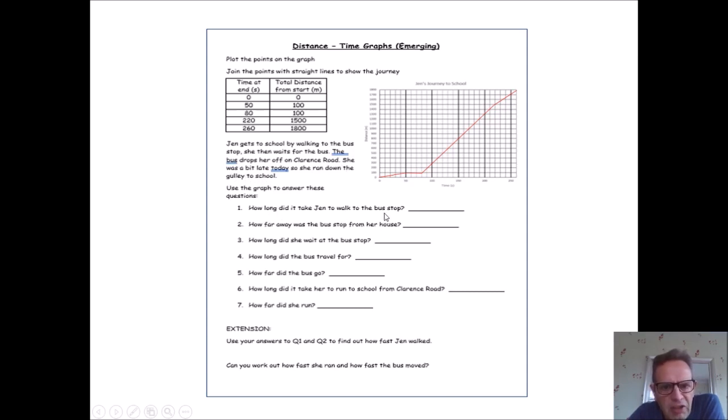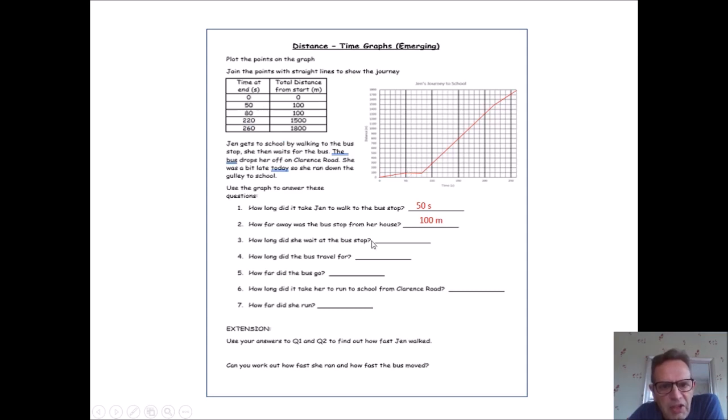So how long did it take to walk to the bus stop? That's this bit of the graph here. It's taken her 50 seconds to walk to the bus stop. How far away was the bus stop from her house? Well, if you look at the table, she's walked 100 metres in that time. So it's 100 metres from her house to the bus stop.